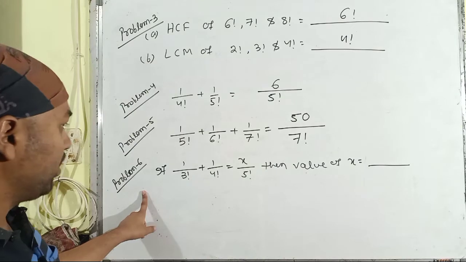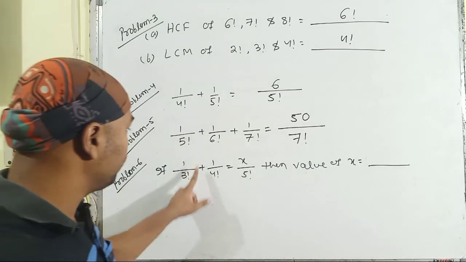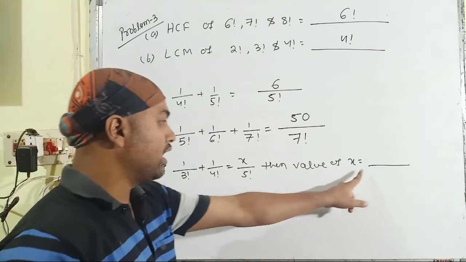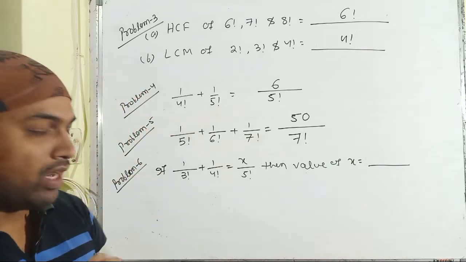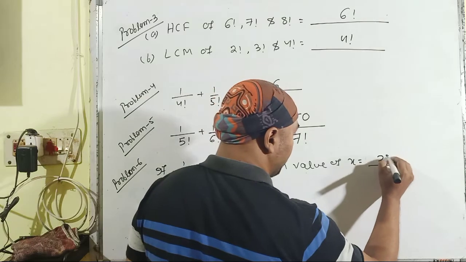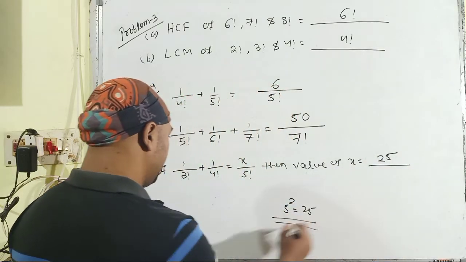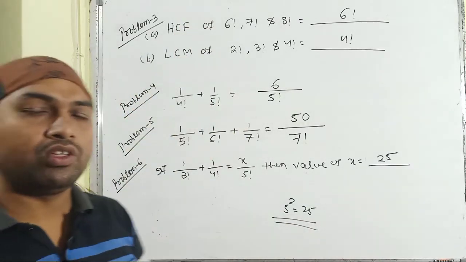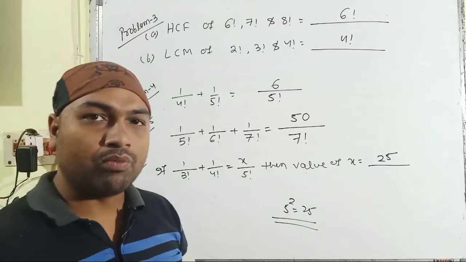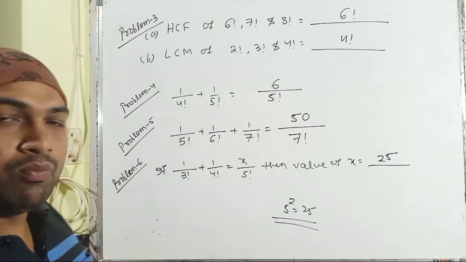Then solving problem number 6, which is based upon property number 6: 1 upon 3 factorial plus 1 upon 4 factorial is equal to x upon 5 factorial. It has been asked to find the value of x, and the value of x is here the square of 5, that means 25. And all of these problems are based upon some of the properties that we have already studied. Then let us solve some more problems which are based upon the factorial topic and which are important for you.